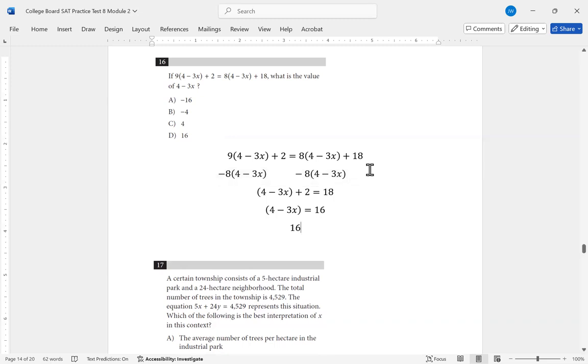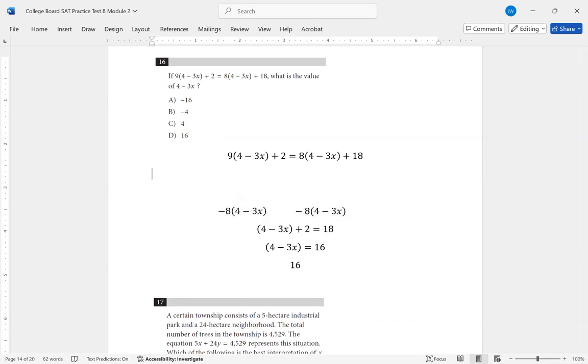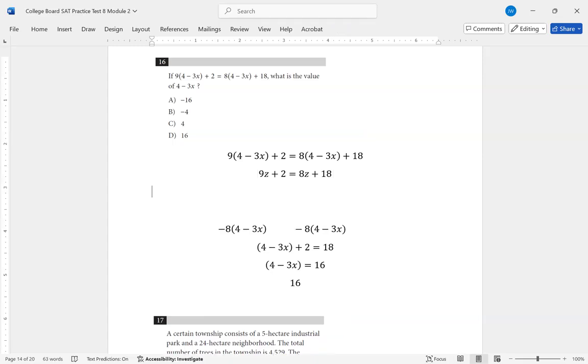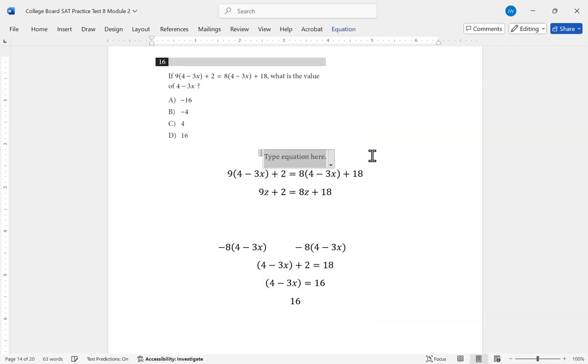There are other ways you can do that. You can think of this equation and introduce a new variable which replaces the 4 minus 3x. Let's say z is equal to 4 minus 3x. And essentially, that means we're just solving this equation for z, right? If I'm thinking z is 4 minus 3x, then I'm solving that equation for z.